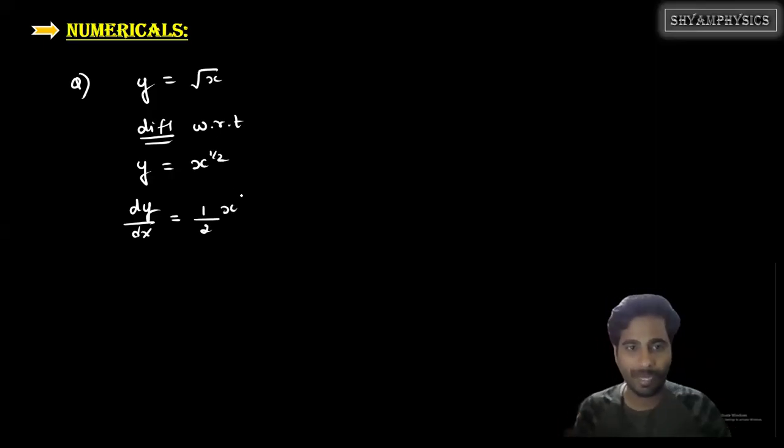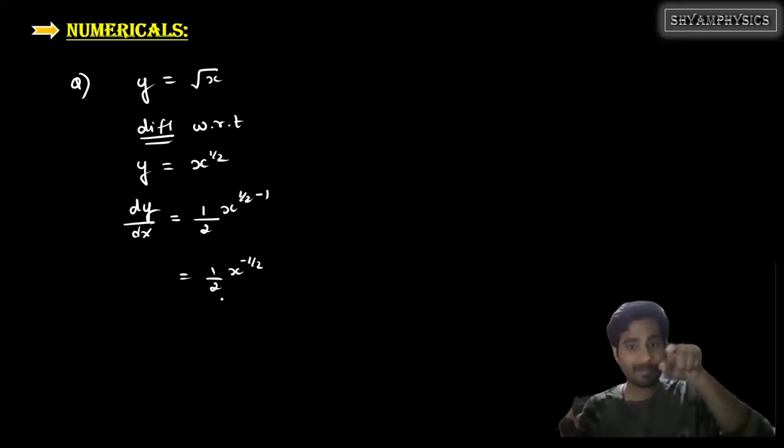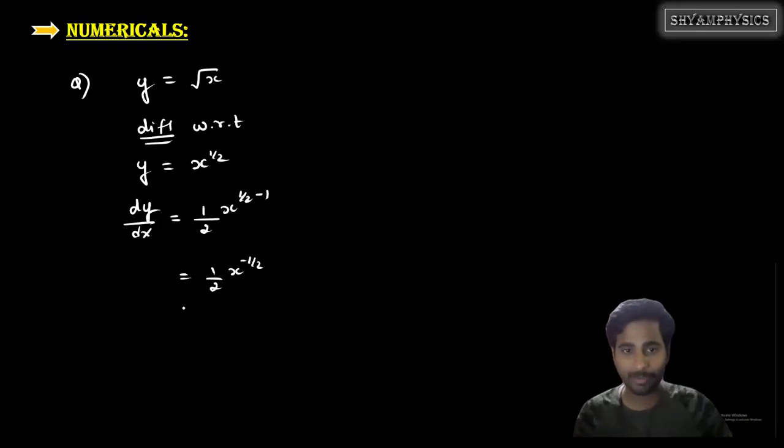Look here. 1 by 2 minus 1 is minus 1 by 2. So the answer will be 1 by 2 x to the power minus 1 by 2. This power will become positive if you take it into the denominator. So the answer is 1 by 2 x to the power 1 by 2. Here, x to the power 1 by 2 can be written as root x. So the answer will be 1 by 2 root x.